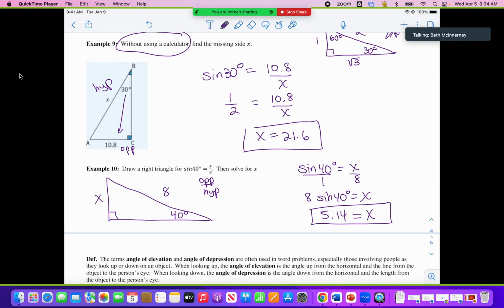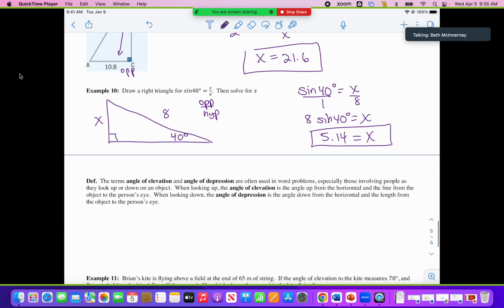All right, give me thumbs up, out, or down. How are we doing from remembering this from geometry? Up, out, or down? Okay, so we're like all over the place right now. So let's try and get this clarified a little better.